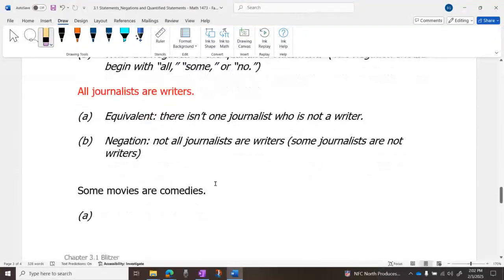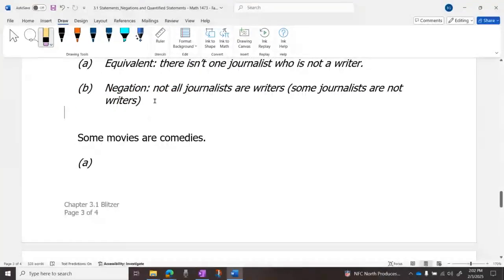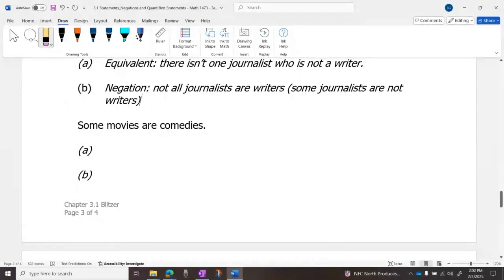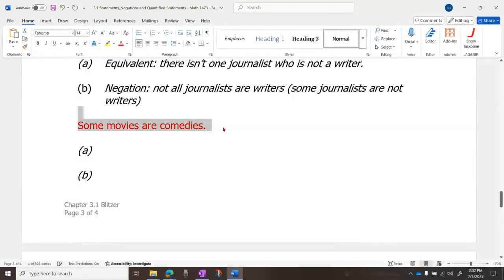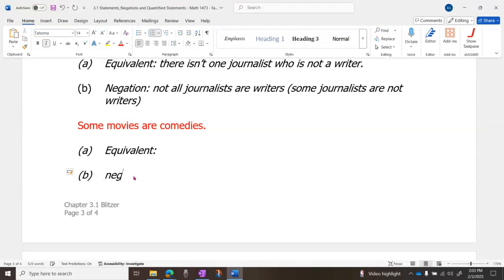Okay, next problem. Some movies are comedians. Let me adjust the spacing here. Okay, this one I highlight in red. That's the given statement. Some movies are comedies, not comedians. My bad. Comedies. Some movies are comedies. So part A is the equivalent way. Part B is negation.